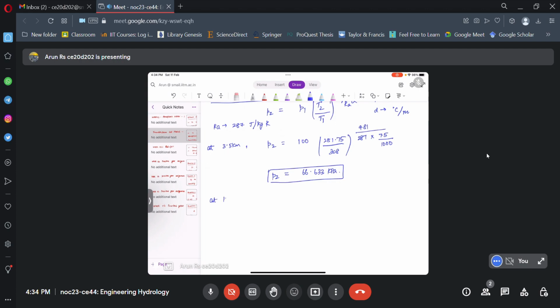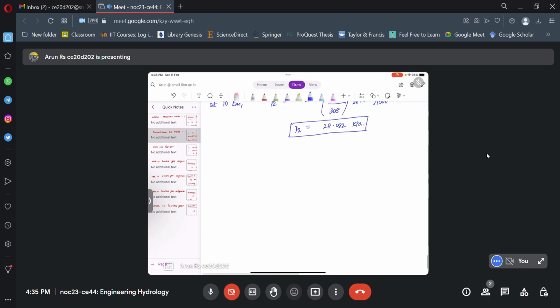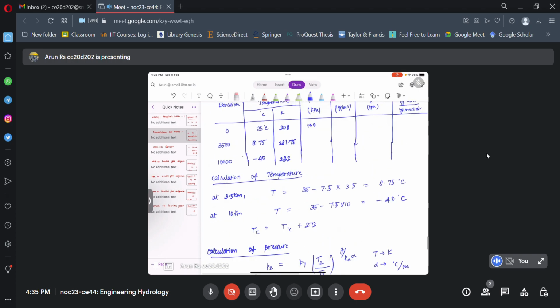So similarly at 10 kilometers, the pressure is 28.032 kilopascals. So now we have determined the pressure.